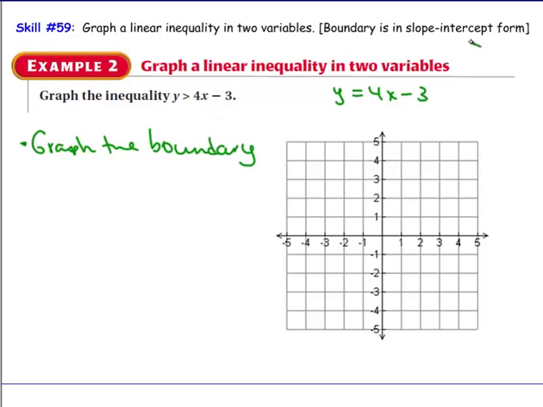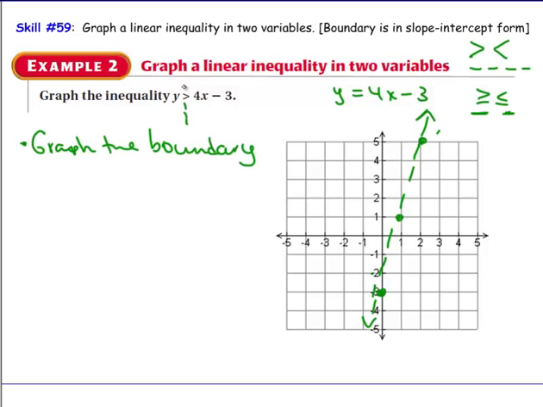Quick reminder, if the inequality does not have an equal sign, it's a dashed line. If it does have an equal sign, we're going to fill it in and it's going to be solid. So in this case, we don't have an equal sign, so it's going to be a dashed line. My y-intercept is negative 3. My slope is 4. My line is going to be dashed. And then I will have to either fill in this half plane or this half plane.